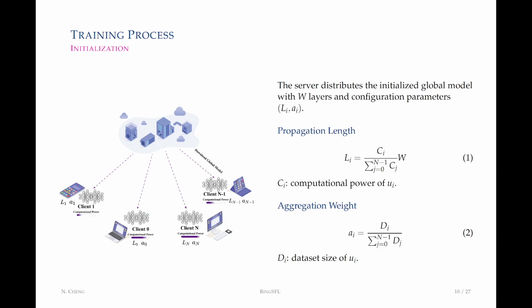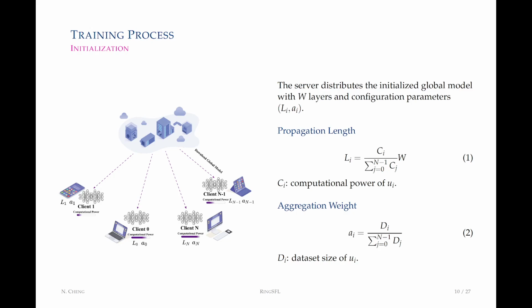There are two required configuration parameters: the propagation length and the aggregation weight. Among them, the calculation method of the aggregation weight is the same as FedAvg used in conventional federated learning. The aggregation weight of each client is proportional to the size of its dataset, and the clients with larger datasets have larger weights.